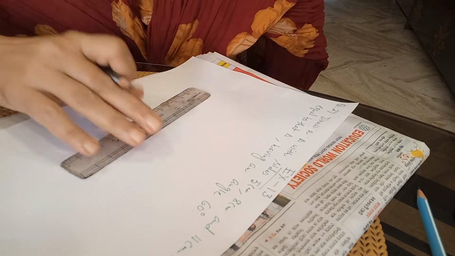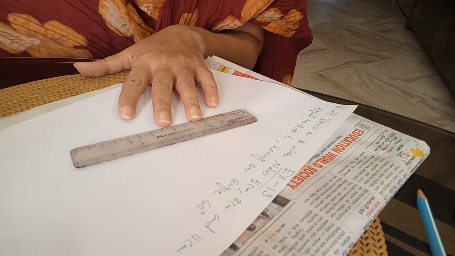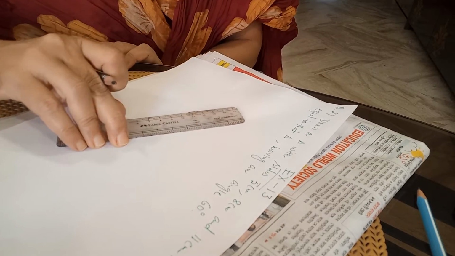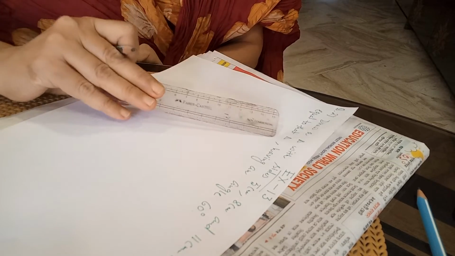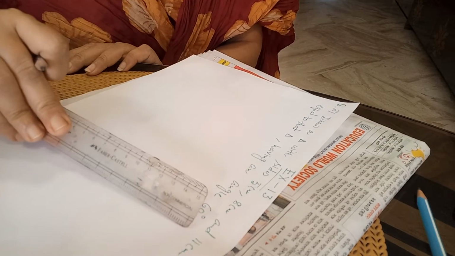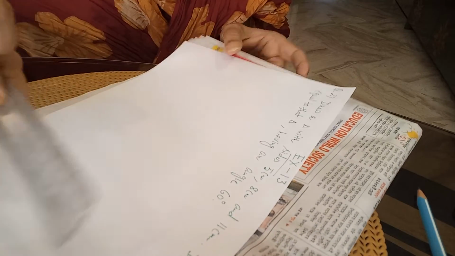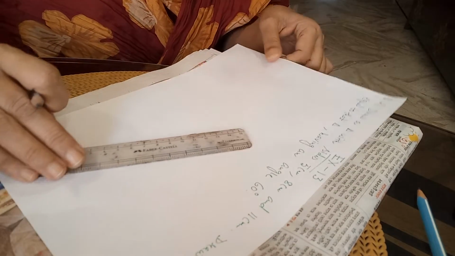Hello students, come back today with the revisional chapter of construction exercise 13 from your board book. It is told that draw a triangle with sides 5 cm, 8 cm and 11 cm. Draw a parallelogram equal to that triangle having an angle 60 degree. So first we have to draw the triangle.